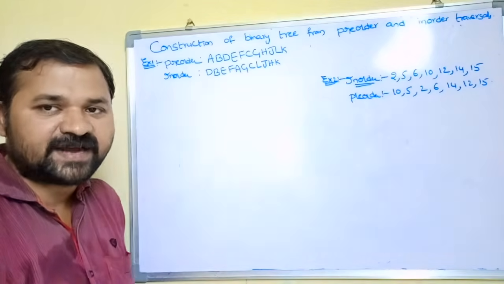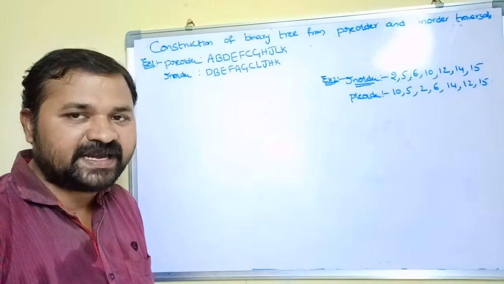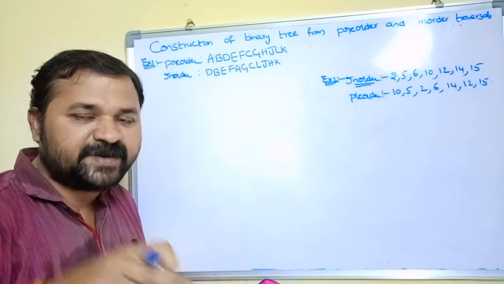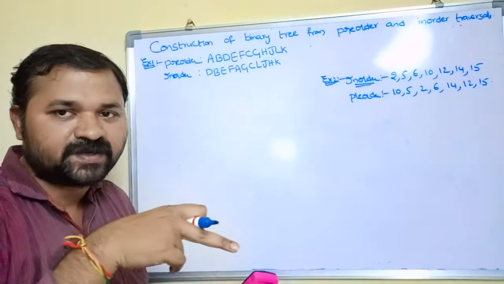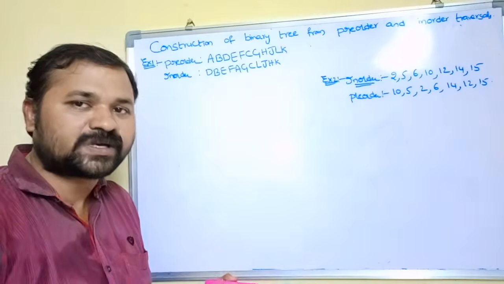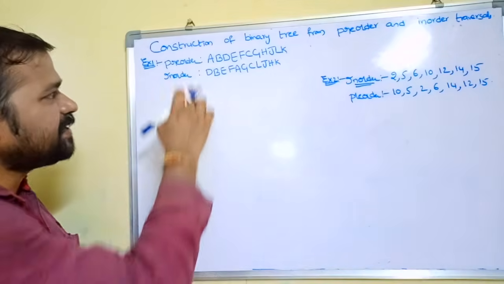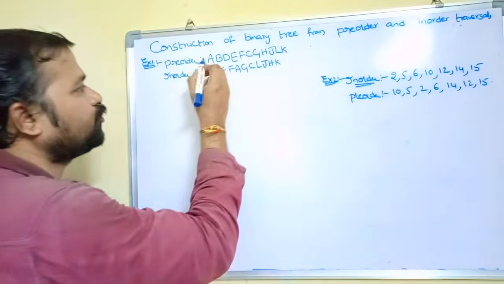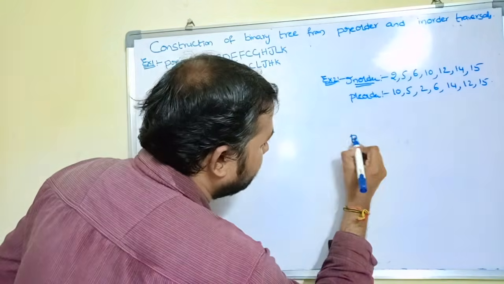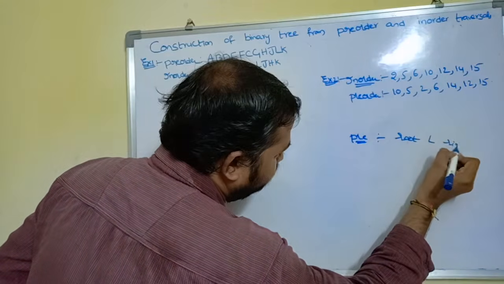We know what preorder traversal is. Pre means first, so the root node will be visited first, followed by the left subtree and right subtree. Whereas inorder means middle, that means the root node is visited in the middle. So preorder is root, left, right. Inorder means left, root, right. So from the preorder traversal we will get the root node. Why? Because in preorder the root comes first: root, left, right.